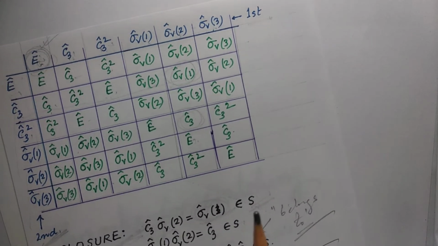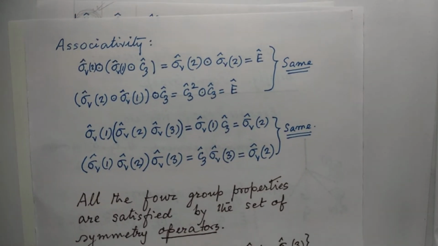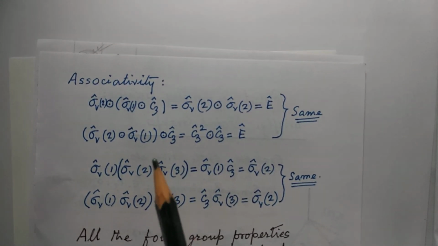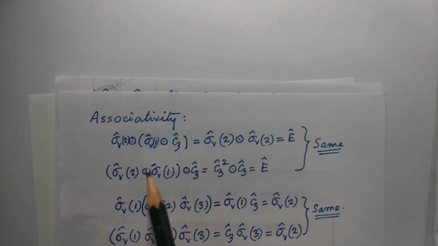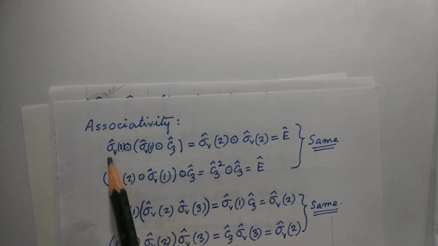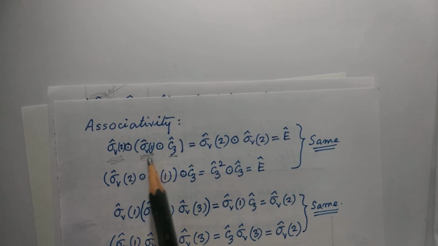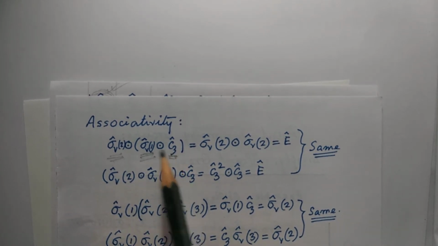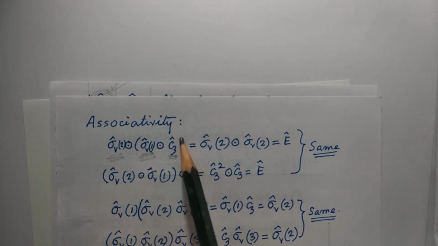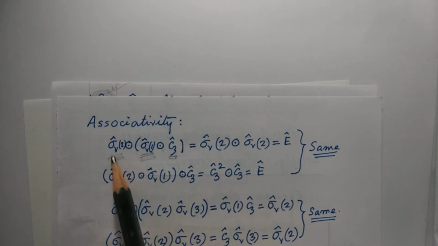And next, we have to examine associativity. Consider any three elements, say sigma v2, sigma v1, and sigma v3 from the set S. We have taken these three operators. Now we combine these two first and combine this result with sigma v2.